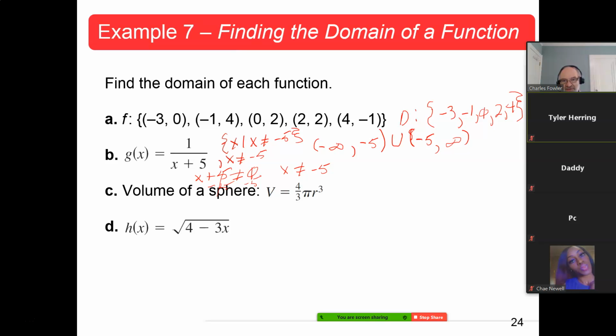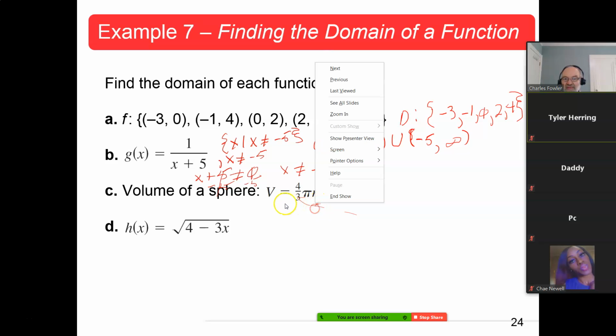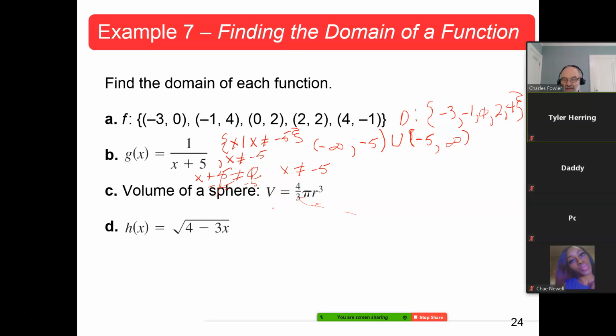It must be Thursday. Well, obviously the input has to be the radius. The output is the volume. Okay? So this is what we're interested in, the domain. So are there any limitations on the radius of a sphere? Can you think of any? Number one, it's not in the denominator. No problems there. Not in an even root, square root or fourth root or anything like that. No problem there. But if they just put this formula down here, you'd say all real numbers.